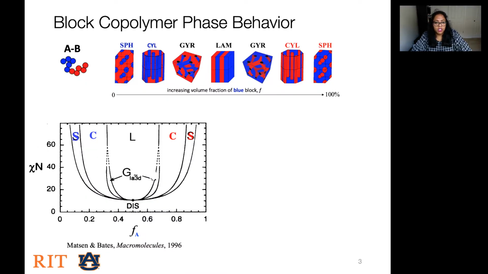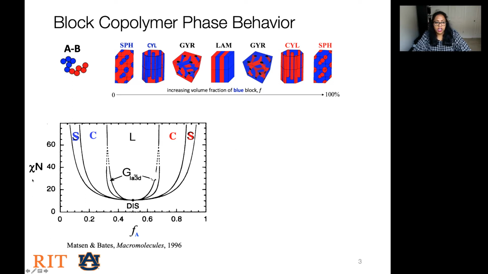So most of us are familiar with the block copolymer phase diagram. By changing the composition of the AB block copolymer, you can get several different morphologies. At the center, with 50-50 composition, you get the lamellar phase. As you go left or right in the phase diagram, you can go from lamellar to gyroid to cylinders to spherical micelles.